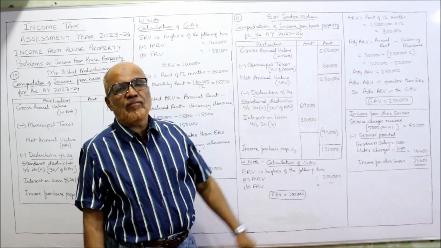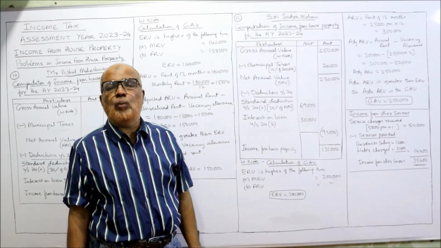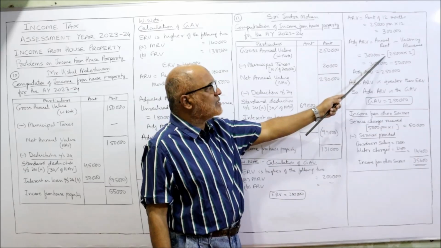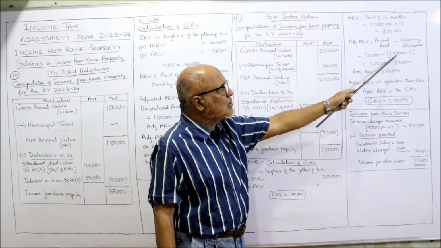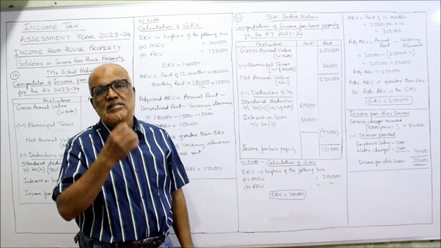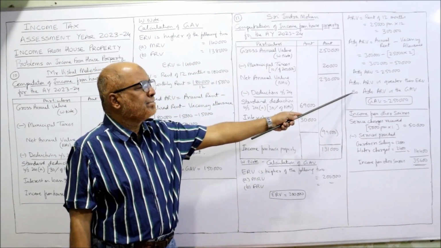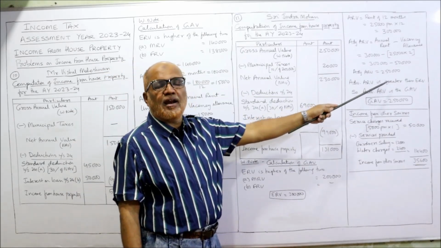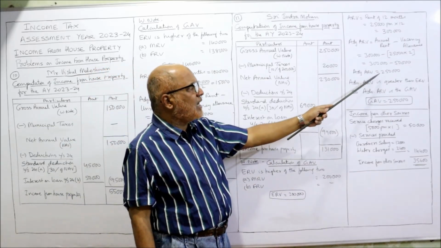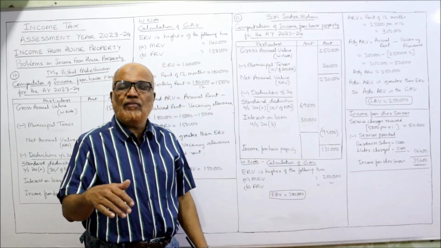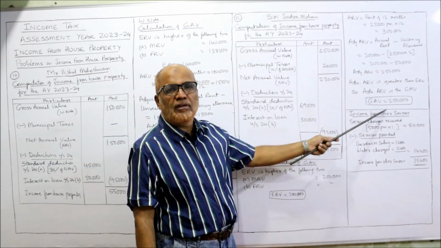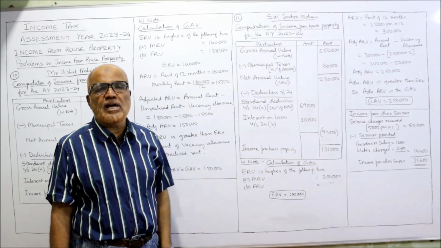So adjusted ARV is annual rent minus vacancy allowance, 2 months vacant. So 3 lakh minus monthly rent 25,000 into 2, which is 50,000. So 2,50,000 is the adjusted ARV. Now adjusted ARV is greater than ERV. ERV, how much do we have? 2 lakh. Whereas adjusted ARV is 2,50,000. So 2,50,000 is greater than ERV. So adjusted ARV is the GAV. 2,50,000 is the gross annual value.